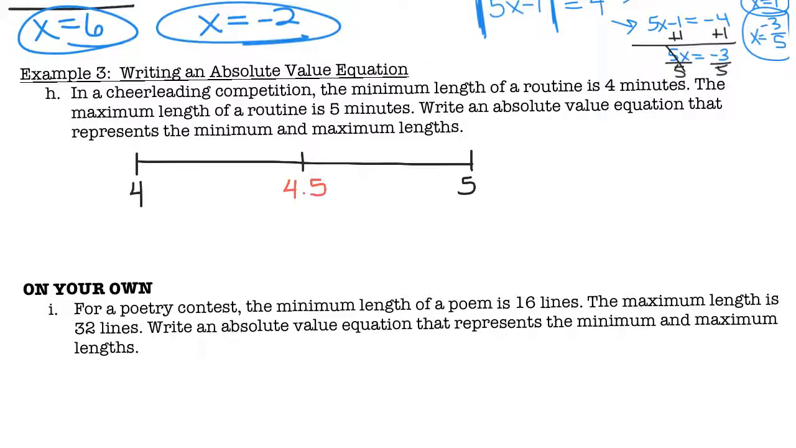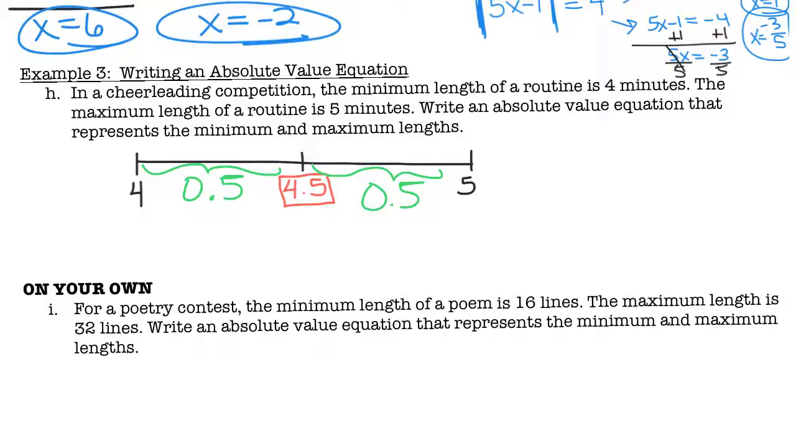So there's two things that you need. You need the midpoint, which is 4.5. Then the second thing you need is the distance between my minimum point and the midpoint, and the maximum point and the midpoint. These two distances will be the same. So between 4 and 4.5, the distance is half. Same thing on this side. The distance is half.